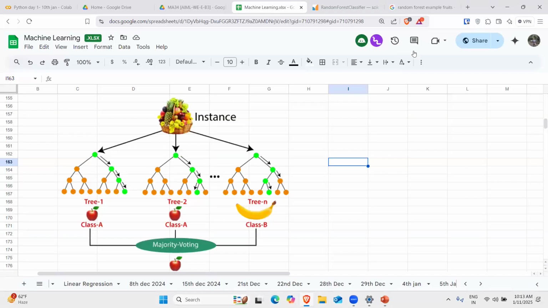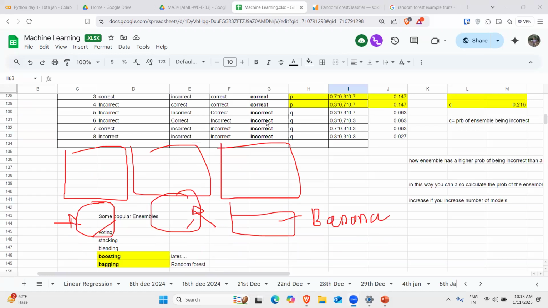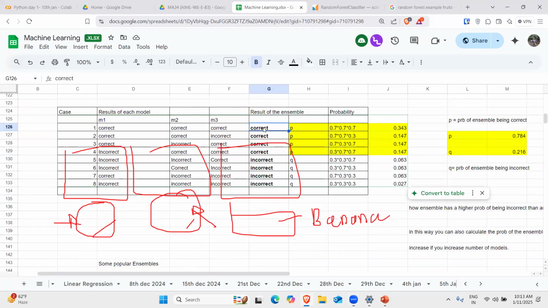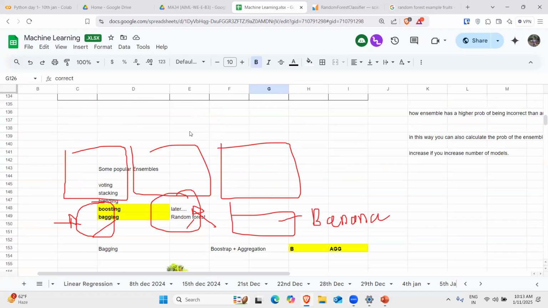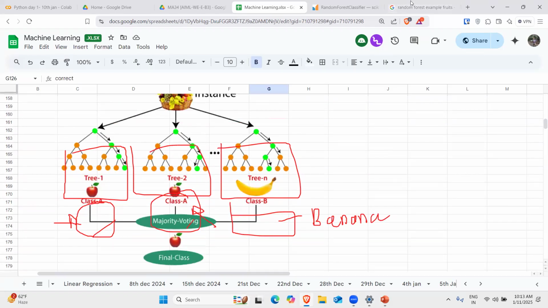So what we have done is we have created decision tree model 1, decision tree model 2, decision tree model 3. This model is giving me output as class A, and this is giving me class A again. That is apple, right? And this model is giving me an output as banana. Just like correct and incorrect that we discussed just now, here we have different classes. We have multiple classes like class A, class B, class C, something like that. A for apple, B for banana.